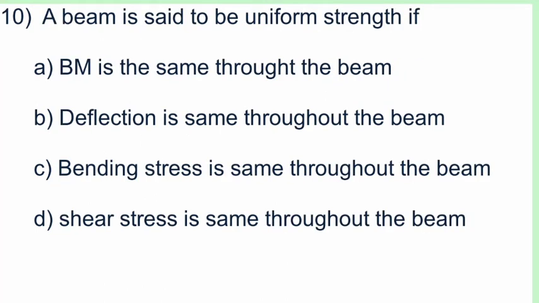Next question. A beam is said to be of uniform strength if: option A, bending moment is the same throughout the beam; option B, deflection is same throughout the beam; option C, bending stress is same throughout the beam; and option D, shear stress is same throughout the beam. And the answer is option C, bending stress is same throughout the beam. Option C is the answer.